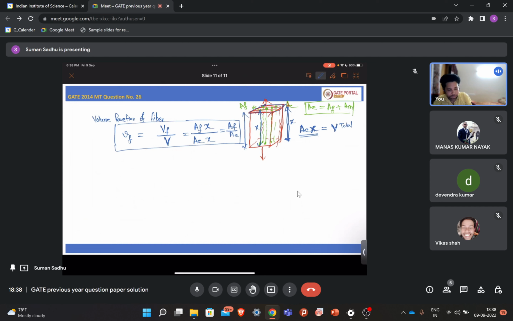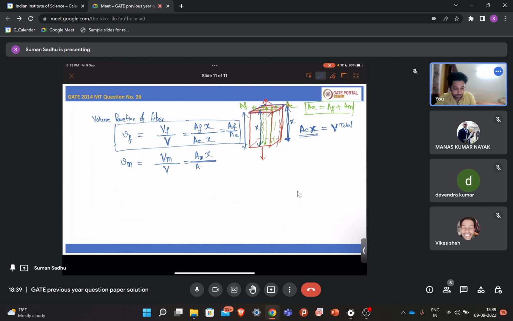Similarly, for the matrix you will get the volume fraction of the matrix. What is it? Volume of the matrix divided by the total volume of the composite, right? So here also, what is the volume of the matrix? Area of the matrix into this height. Height is also the same because it is the same body, right? That total height is the same for the matrix, the fiber, and also the composite.